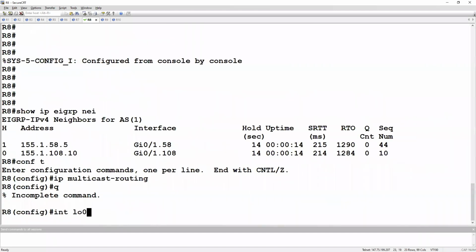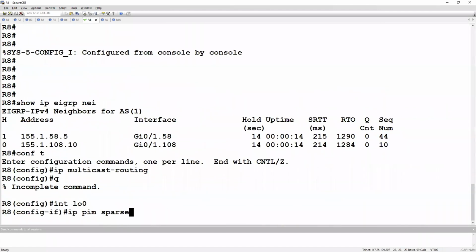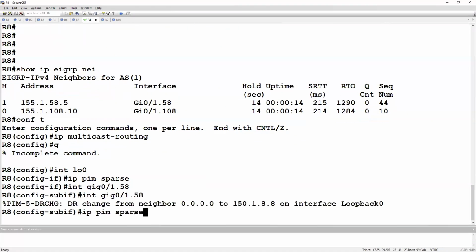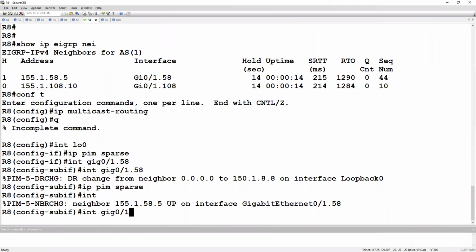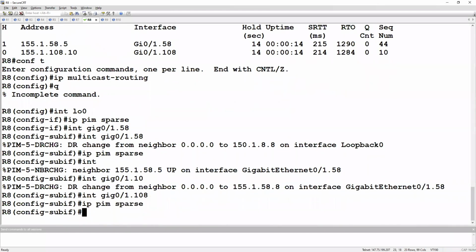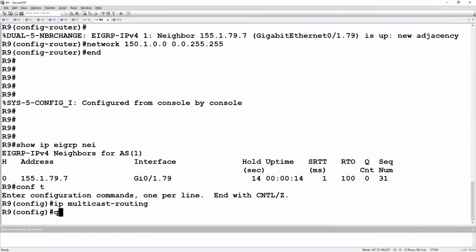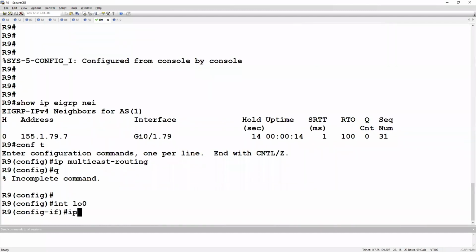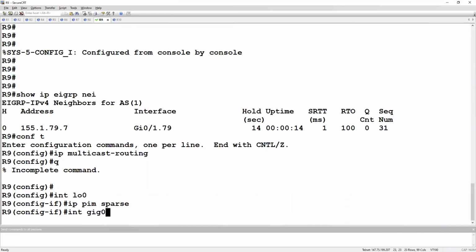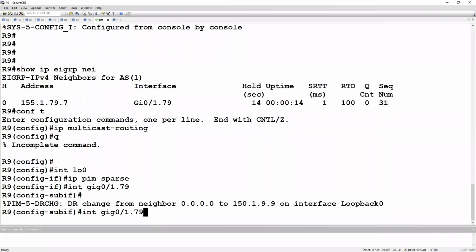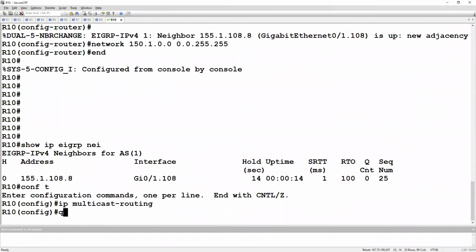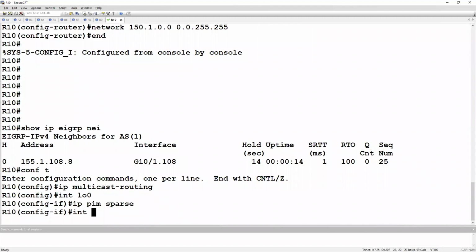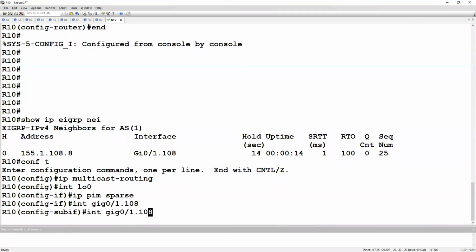Okay, on router 8, we have the loopback, IP PIM sparse. Gig 0/1.58, IP PIM sparse. Gig 0/1.108, IP PIM sparse. And then on router 9, loopback 0, IP PIM sparse, and on gig 0/1.79, IP PIM sparse. And then lastly on router 10, loopback 0, IP PIM sparse, and gig 0/1.108, IP PIM sparse.